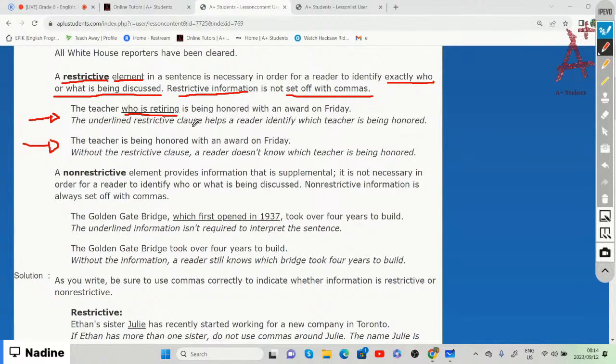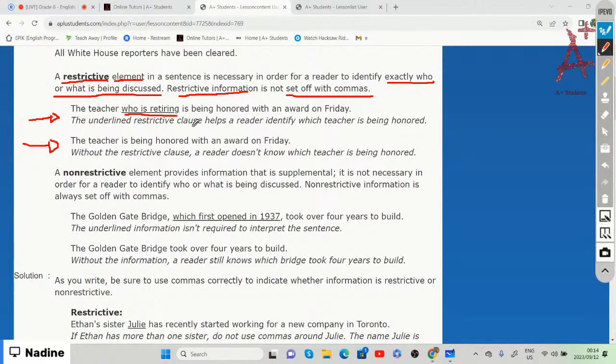So now we know Mrs. is retiring, right? So if they are saying that the teacher is being awarded on Friday, then we know we are specifically talking about Mrs. because she is the one who is retiring. So they are going to honor her with an award for her service, for her dedication, or for whatever reason. But if we don't add, for example, who is retiring, then the reader doesn't even know which teacher is being honored.